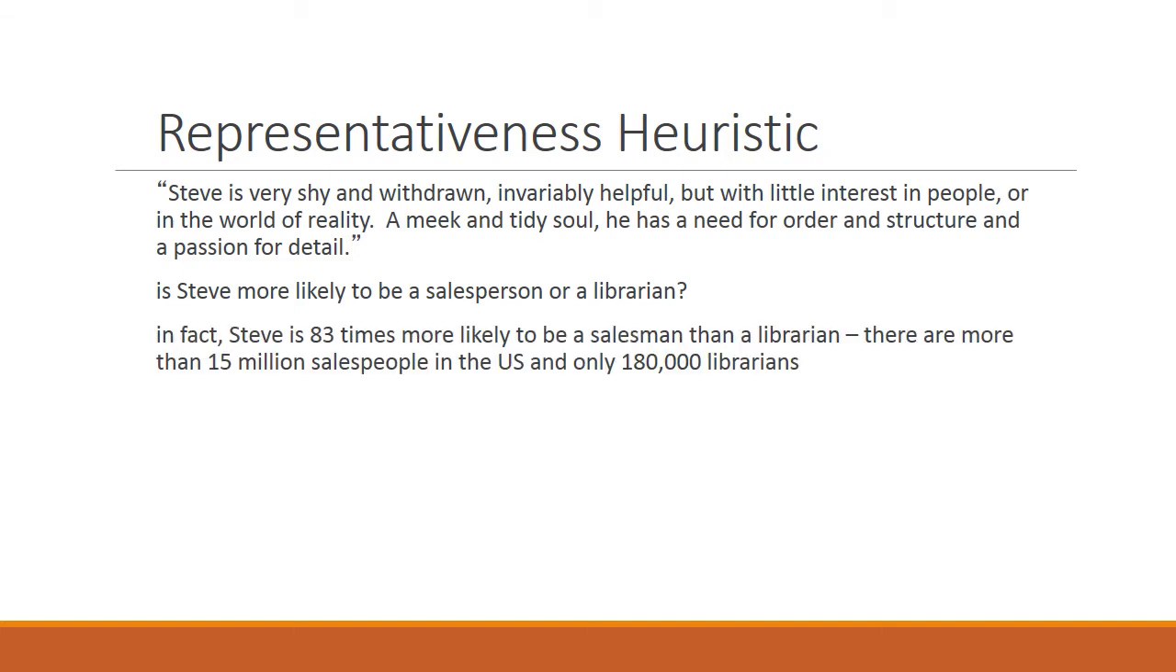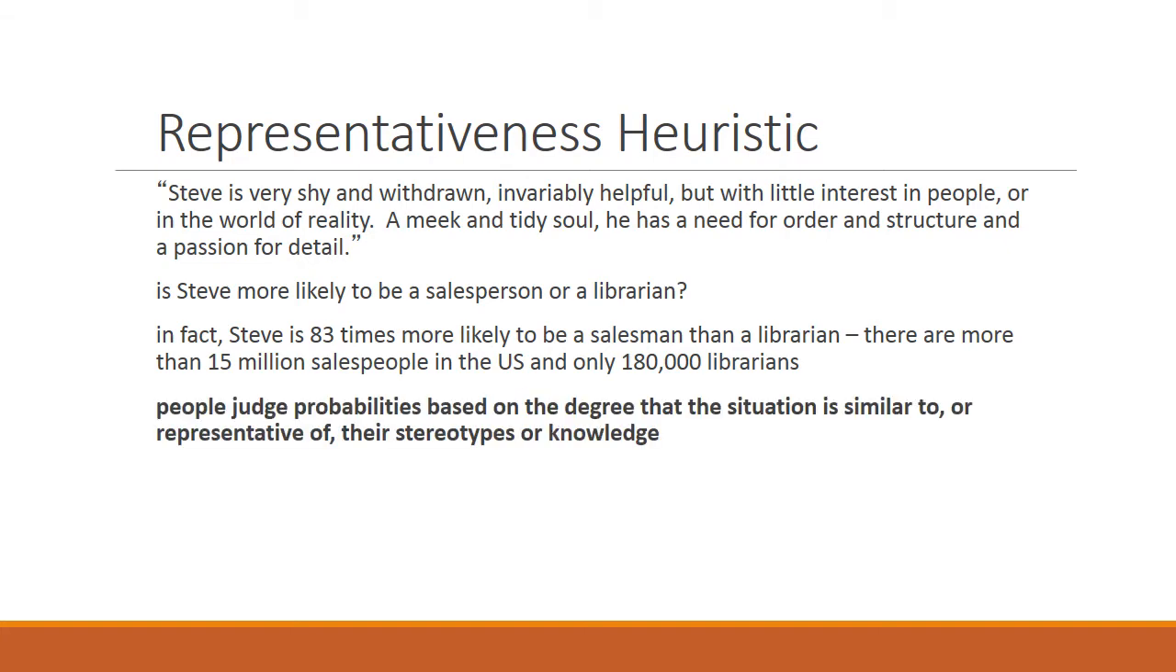But in fact, Steve is actually 83 times more likely to be a salesman than a librarian, just because there are more salesmen in the U.S. than there are librarians. And so what we find with this heuristic is that people judge probabilities based on the degree that the situation is similar to or representative of their stereotypes or knowledge about that person. So characteristics might be representative of a certain kind of person. In this case, Steve has been described in how you might think of a librarian. But we seem to neglect these base rates, these prior probabilities, the fact that there are more salesmen than librarians when we're making these kinds of judgments.